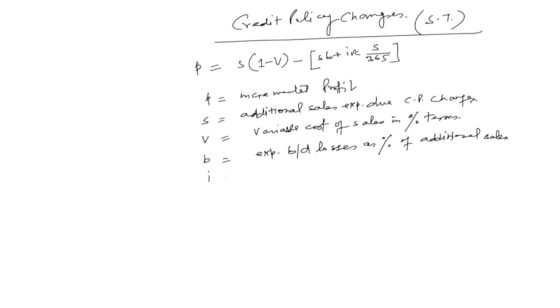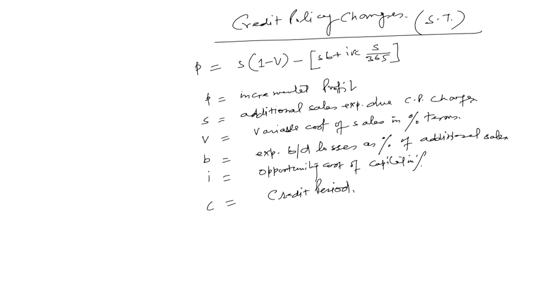What is I now? I is the opportunity cost of capital in percentage terms. And what is C? Here we have a term called small c. It is the credit period, right. So these are the terms.